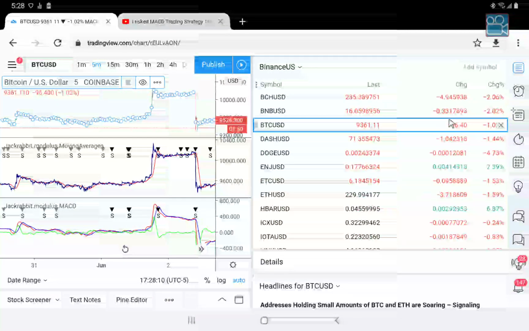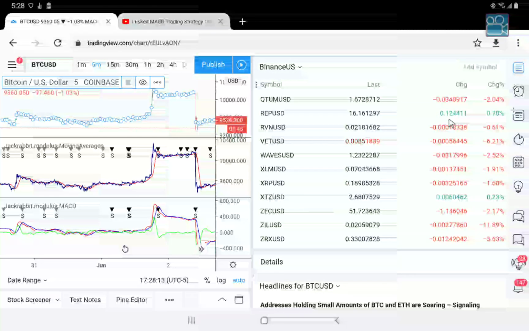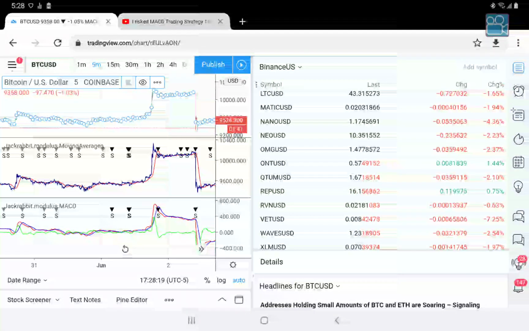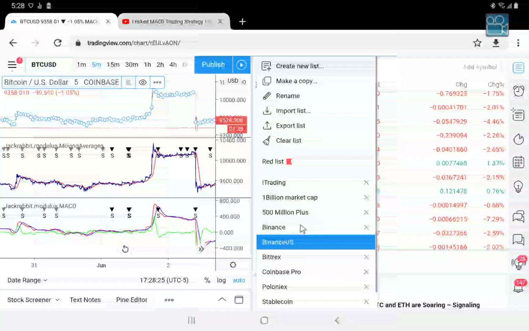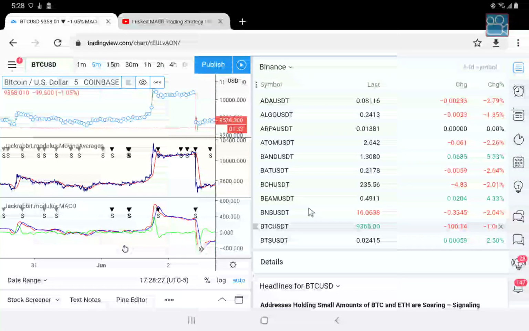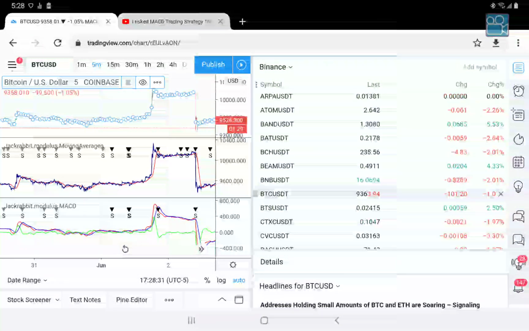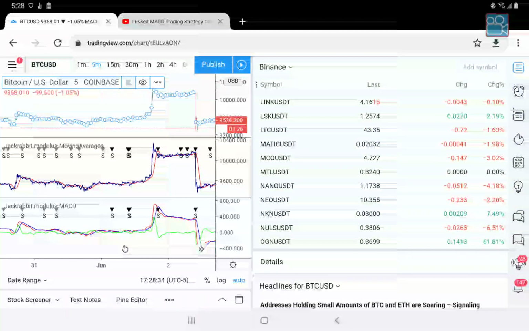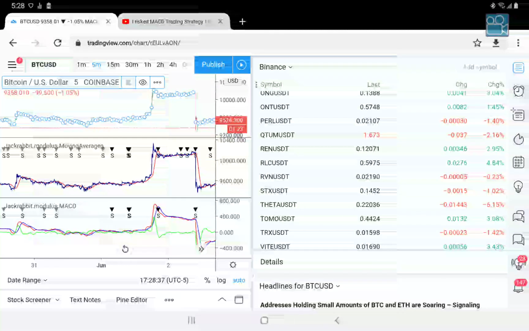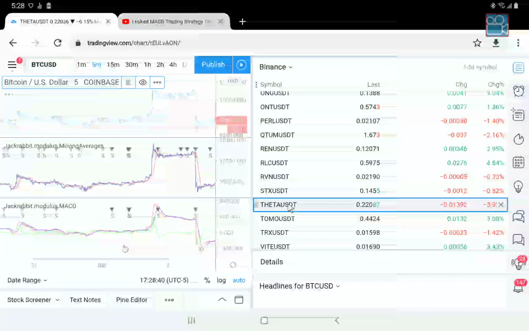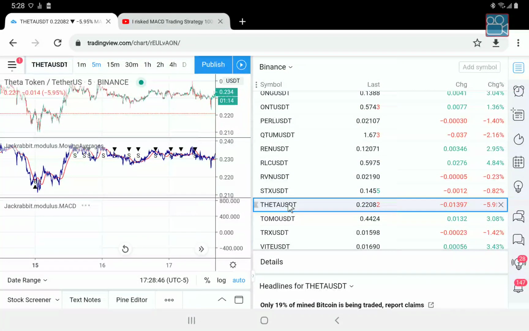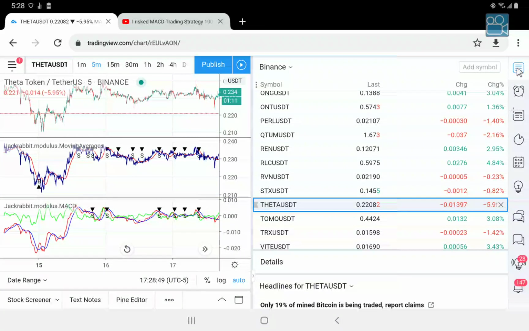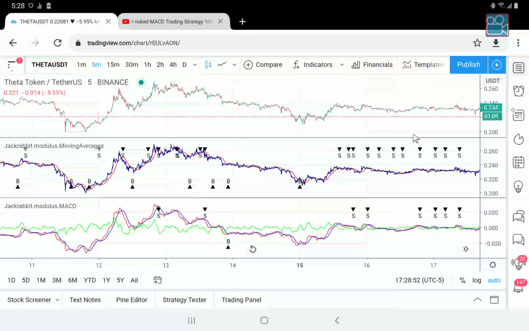Let's take a coin that has a known history of being difficult. Okay, let's go to Binance Exchange. And let's find Theta. People love it, people hate it. It has its following, but it has ups and downs that make it a difficult coin to trade. Neo is another one, and we'll take a look at that.